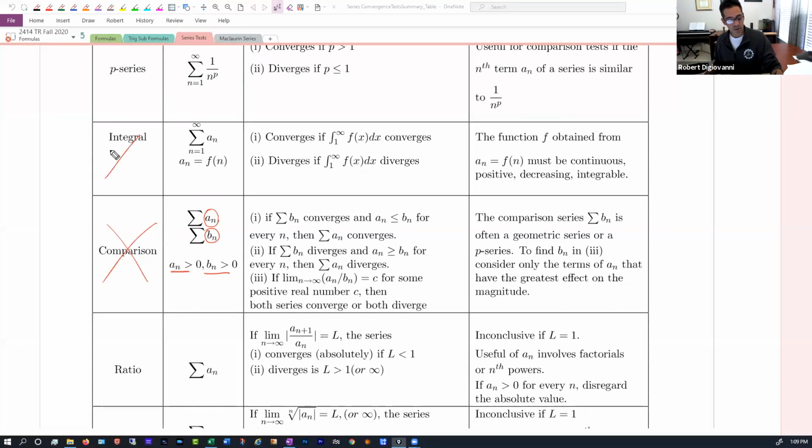You also can't use the integral test, because remember, the integral test requires that we turn the sequence into a function, and that function must be positive, right? So if it's alternating, it's not going to be positive. It'll be positive then negative, positive. So you can't use the integral test.